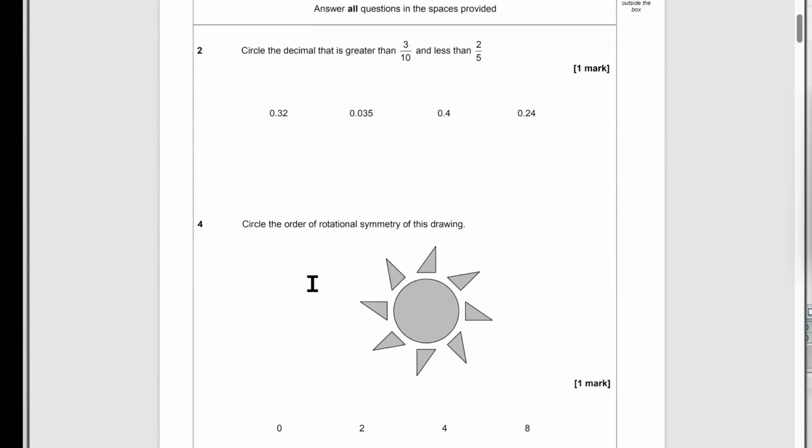Okay, question two. Circle the decimal that is greater than 3/10 and less than 2/5. The way I would do this is I would write down the decimal version of 3/10 and 2/5. I can use my calculator for that if I wanted to, but I know that 3/10 is going to be 0.3. So I'm looking for a value that is greater than 0.3, but less than 2/5, which is going to be 0.4. So the value that would fit that would be this one here. Obviously, this is smaller, this is equal, and this is smaller than 0.3. So that's the one I'm after.